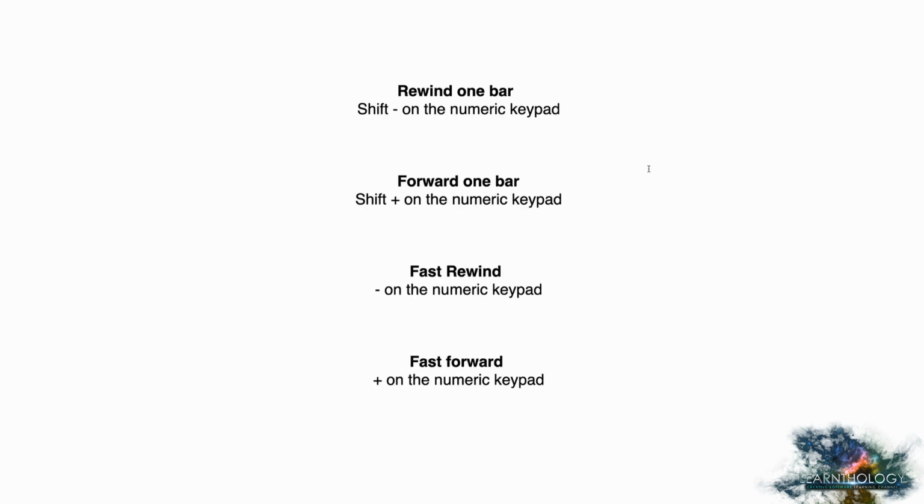And then basic moving of the playback cursor along the timeline. Rewind 1 bar at a time using Shift with the minus key on the numeric keypad. Move the playback cursor forward 1 bar at a time using Shift with the plus key on the numeric keypad. And keep your finger down on the minus key with no modifier for a fast rewind, or on the plus key on the numeric keypad for a fast forward.